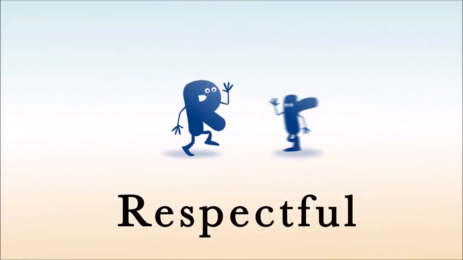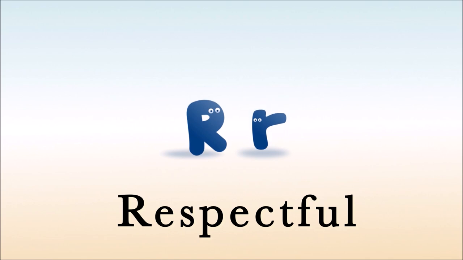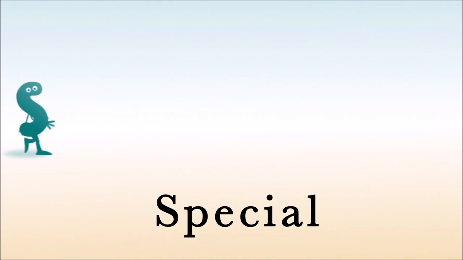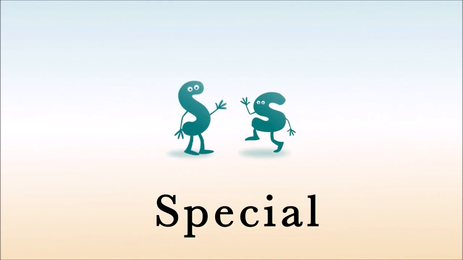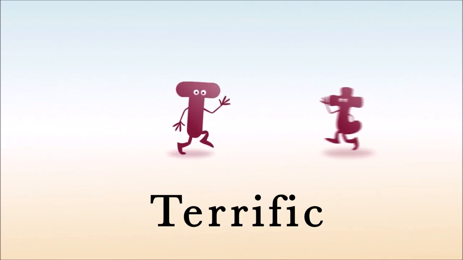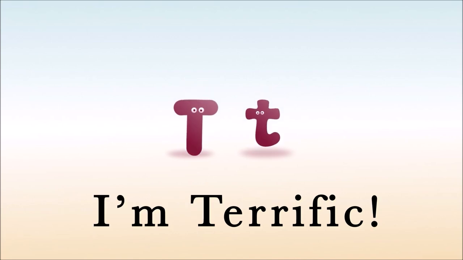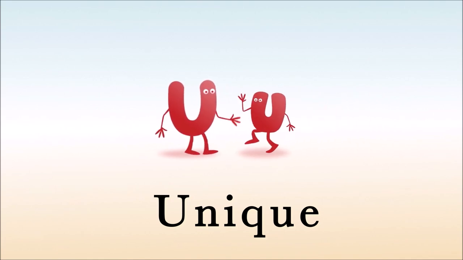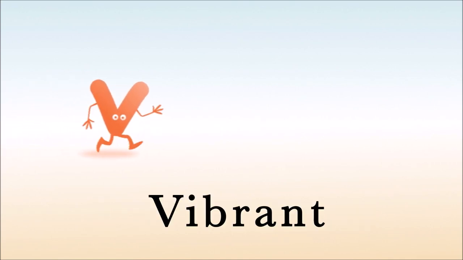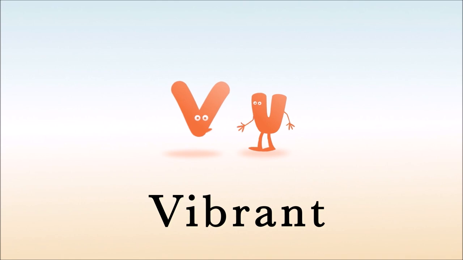R, respectful. Now say, I'm respectful. You use your manners. Okay. S, special. Now say, I am special. Yes, you are. T, terrific. Now say, I'm terrific. U, unique. Now say, I'm unique. There's only one. V, vibrant. Now say, I am vibrant.